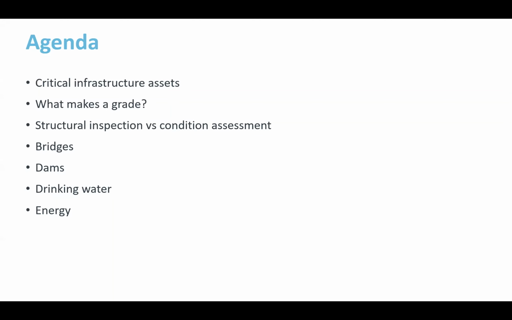As far as the agenda, we'll just touch briefly on critical infrastructure assets. Then we'll talk about what makes the grade that we're looking at here with these different letter grades. We'll talk about structural inspection versus condition assessment. They're actually 2 very different processes that feed into this. And then we're going to focus on 4 different types of assets: bridges, dams, drinking water, and energy. Like I said before, we could pick a whole lot more to focus on, but we do have an hour for the webinar, so we'll go with that.